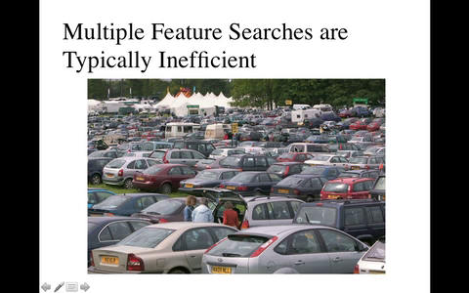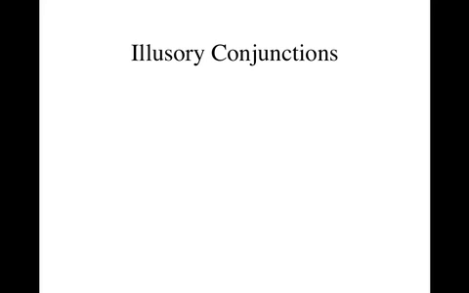And this is why it's hard to find your car in a crowded parking lot, because you usually need to do a conjunction search. Cars have similar shapes. Maybe your car has one different shape, but other cars have that same shape. Then you have to find the conjunction of shape and color in order to identify your car. And that requires serially searching through all of the different cars. So it's highly inefficient.